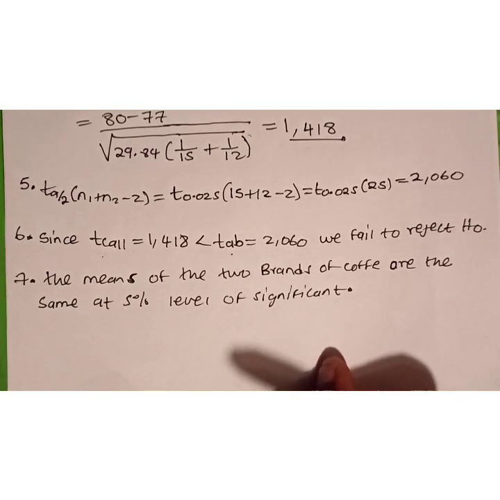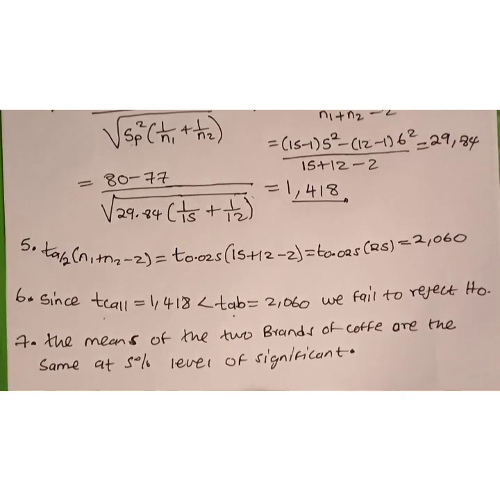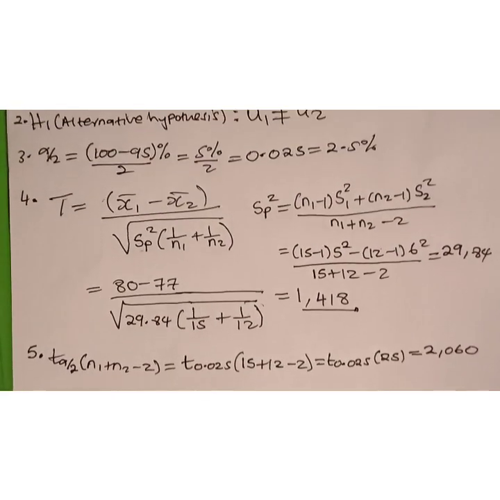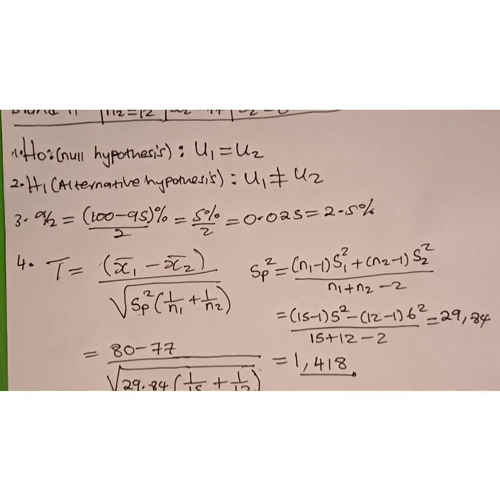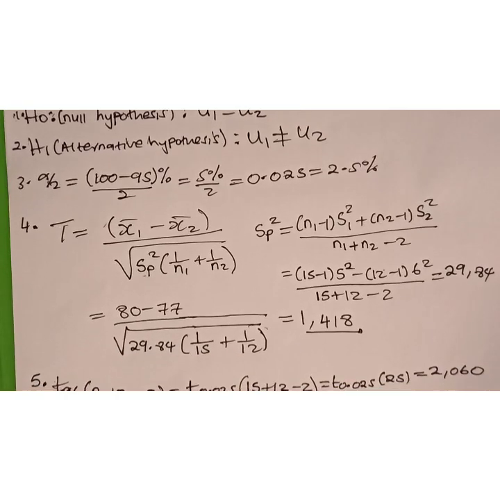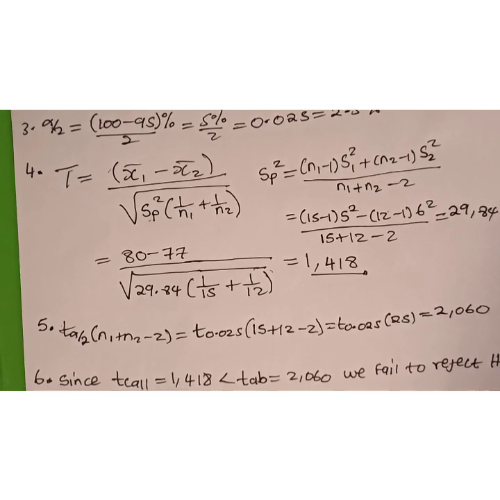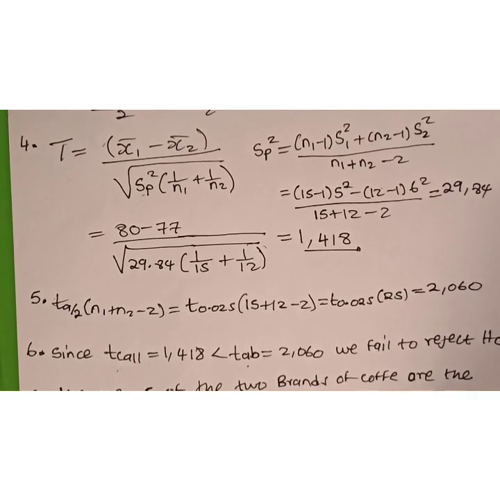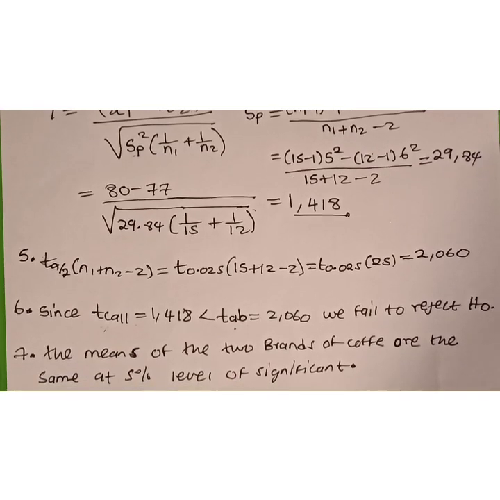Hypothesis testing, so check it carefully. Firstly, you have to state your null hypothesis, your alternative, alpha over 2, you calculate your t calculated, then the critical value from the table, then decide on step number 6, and step number 7, conclude.